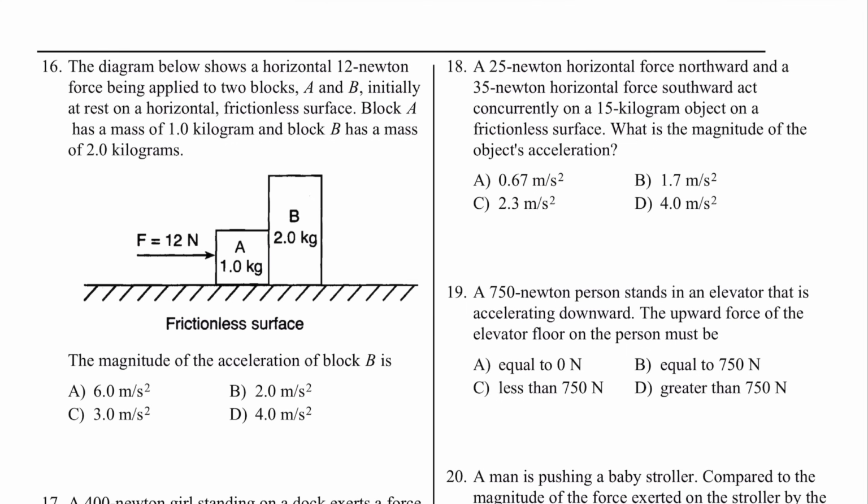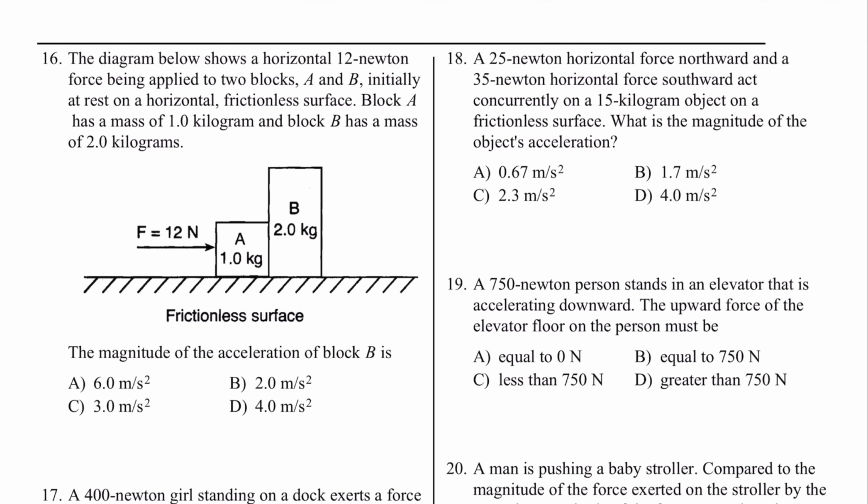16. The diagram below shows a horizontal 12 Newton force being applied to two blocks, A and B, initially at rest on a horizontal frictionless surface. Block A has a mass of 1 kilogram and block B has a mass of 2 kilograms. The magnitude of the acceleration of block B is what? So we need to find acceleration, and we're given force and the mass of two objects that are being pushed together. With these values, we can use the equation F net equals ma and plug in to solve for acceleration.